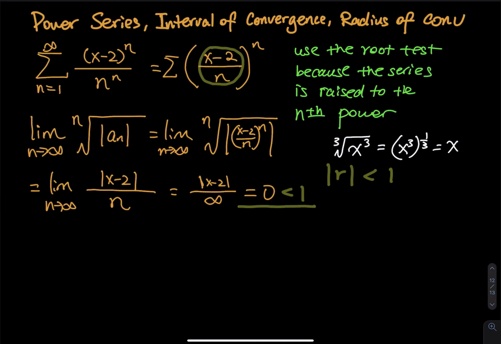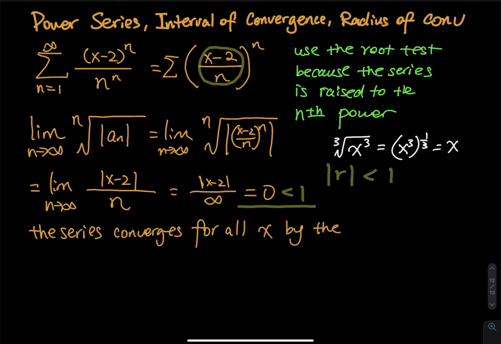In the previous problem, we always had the absolute value of x less than 1, and then you get a compound inequality, and then you test each endpoint, right? In this one, there is nothing to test, so you have 0 less than 1. What does that mean? That means the series converges for all x by the root test. And then we draw a conclusion.